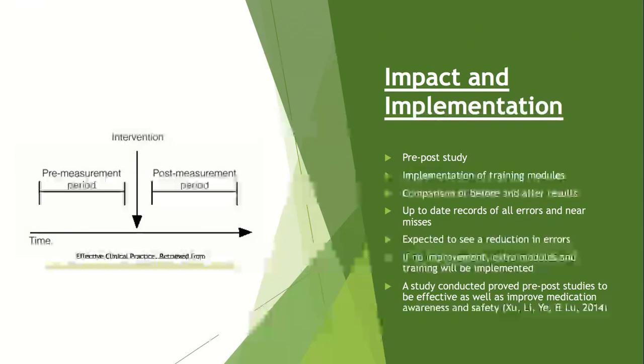If there was no improvement on the number of errors made, more training and information sessions would need to be implemented, targeting a wider range of areas over a longer time period, in which we would again compare pre- and post numbers. A study conducted proved that the pre-post study is highly successful. Due to the implemented training interventions, nurses' awareness on medication safety improved, as well as the skill to perform medication administration. Overall, this improved patient satisfaction and reduced the number of medication errors.